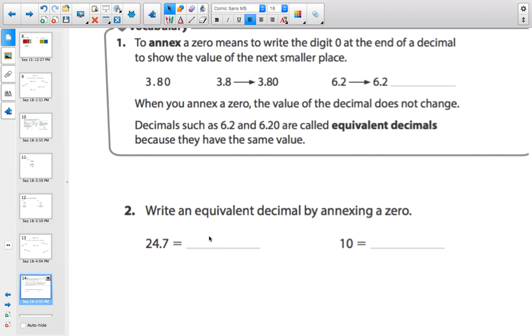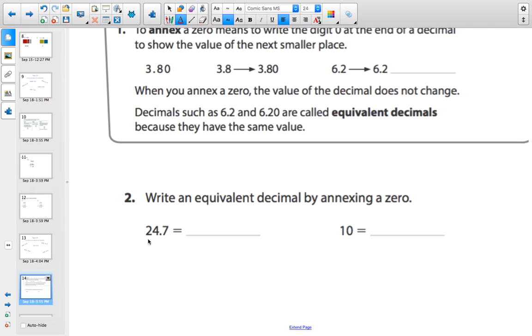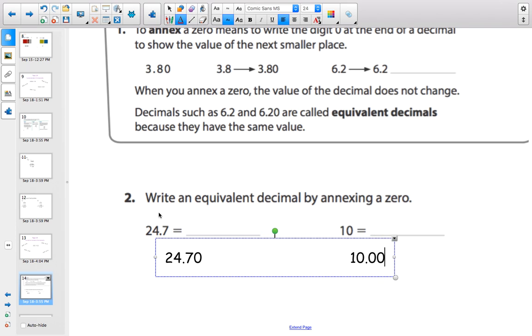So let's practice annexing the 0. We're going to write an equivalent decimal by annexing the 0 for 24 and 7/10. I need to add another place to that. For my subtraction problem, I'm going to add a 0 after that 7. Again, these are the same value. They're equivalent decimals. If I'm subtracting a number that has a decimal, I'm going to need to annex a couple zeros, or maybe even just one. I can add one here, or I can add another one if I need to get to my hundredths place. It might not make too much sense right now, but it will once we see some problems.